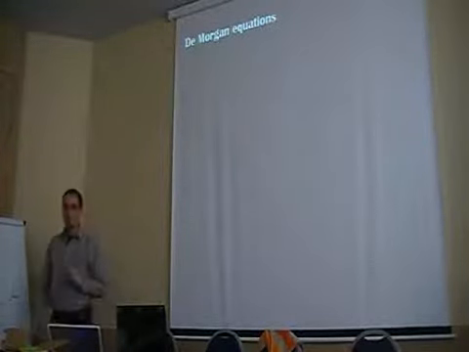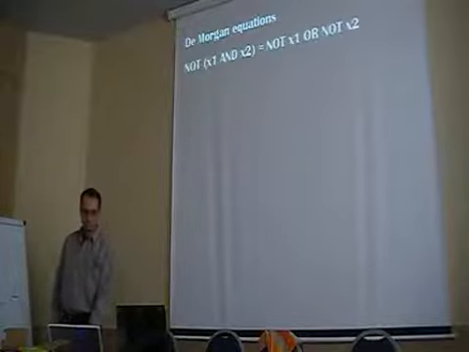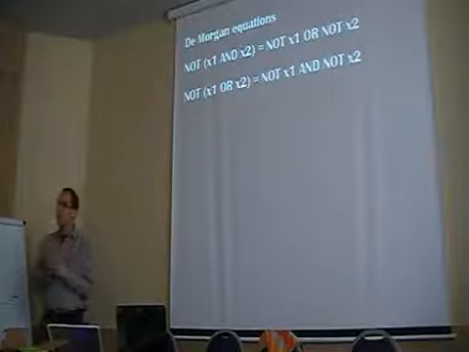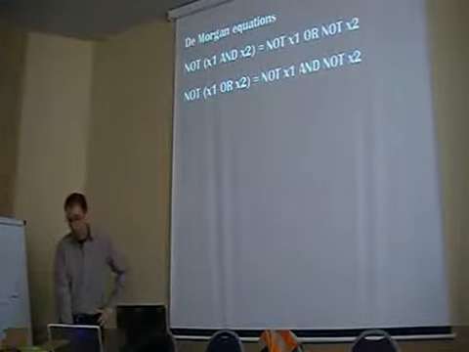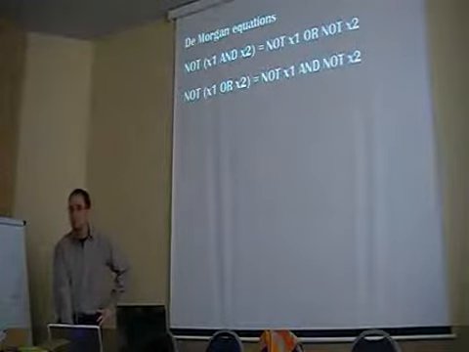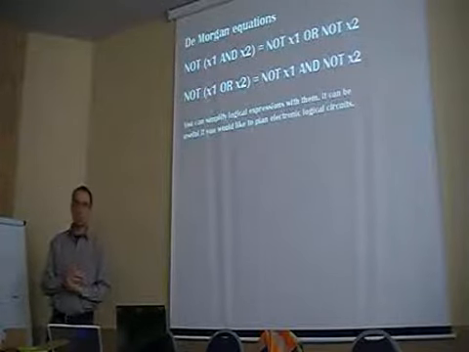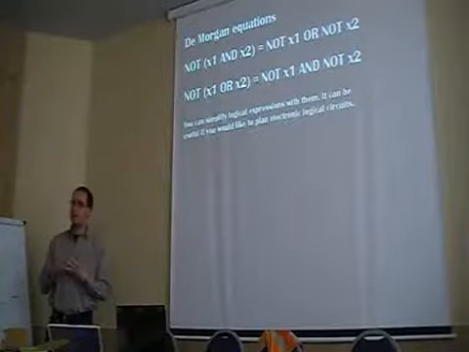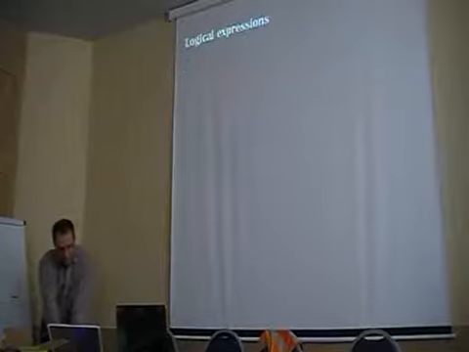There are some equations we really like. These are the De Morgan equations. De Morgan was a man who wrote down his idea. These are two equations with these operations, of course. And maybe you can ask me, why are they important? Because we can simplify other logical expressions, and in that case we are able to make logical electronic circuits easier.